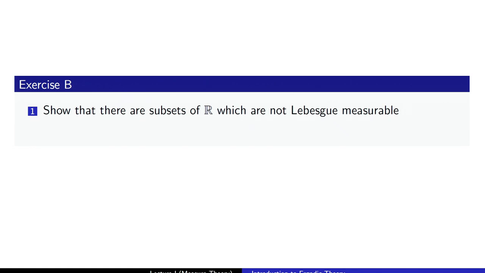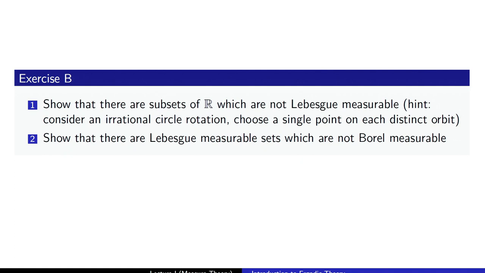And so, another set of exercises. First of all, very simple: show that there are subsets of R which are not Lebesgue measurable. And I want to do it, hang on, I have the other one, but then I pop up a hint. Yes, the hints are coming after.